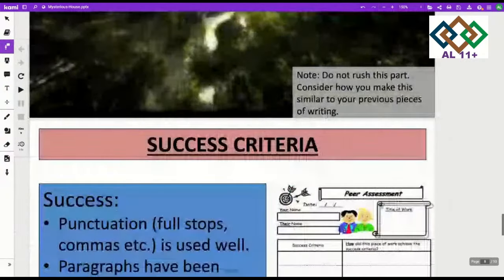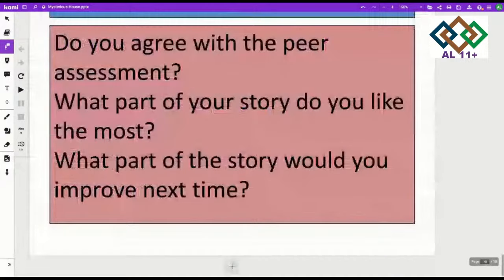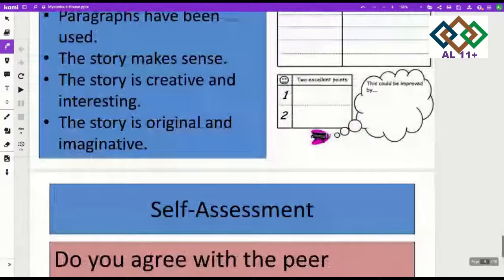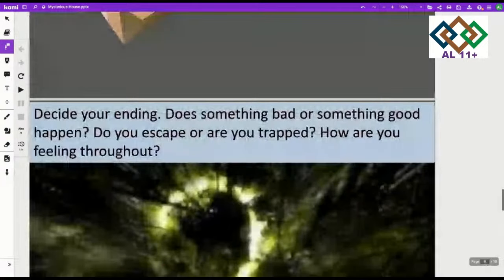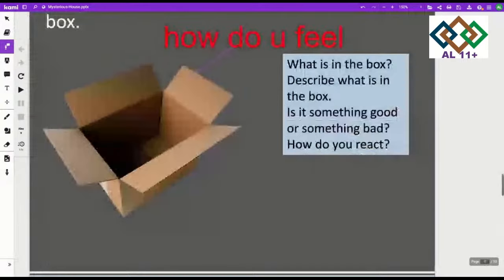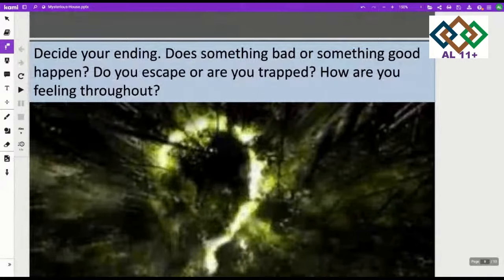So let's write something. I'm finding a page where I could write something. Okay, I'll write on this page only. It's fine. So basically now you have to think about your ending. Does something bad or something good happen? Were you able to escape? So gather all the things.